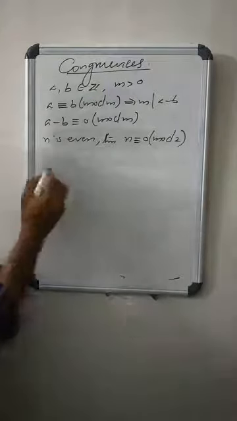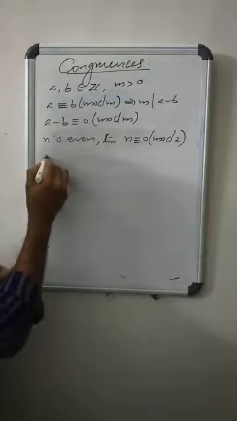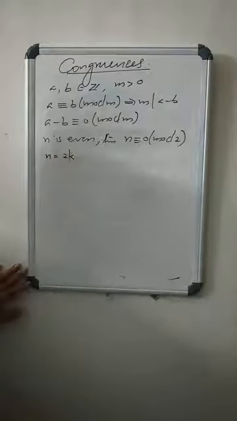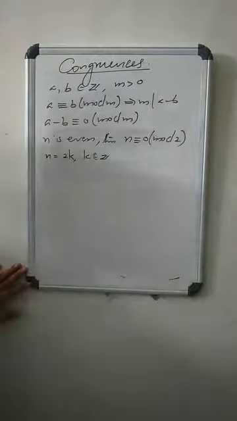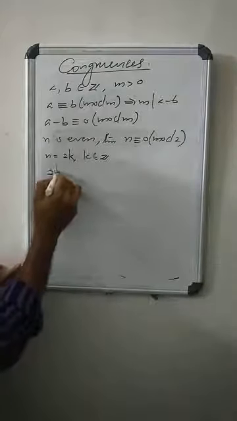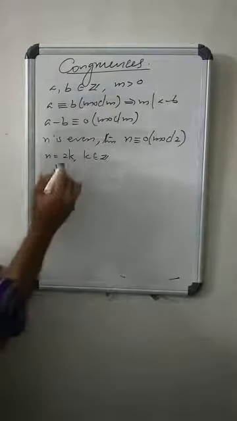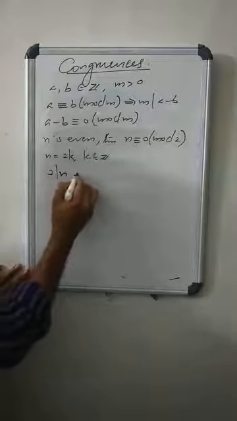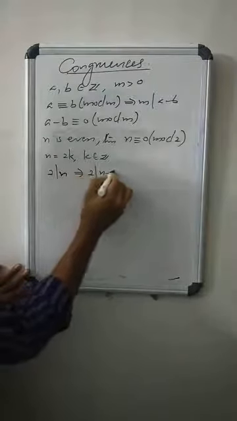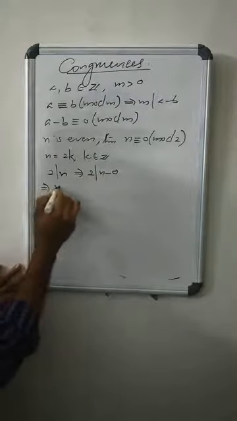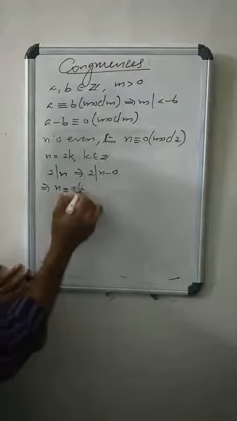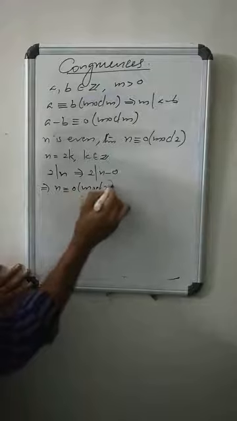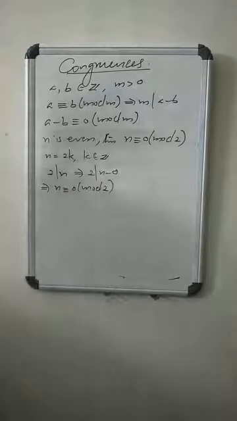Why? N is even means, what is even? N is even means n equals 2k, where k is any integer. That means 2 divides n. 2 divides n means 2 divides n minus 0. That implies n minus 0 is congruent to 0 mod 2, meaning n is congruent to 0 mod 2. So if n is even, then n is congruent to 0 mod 2.